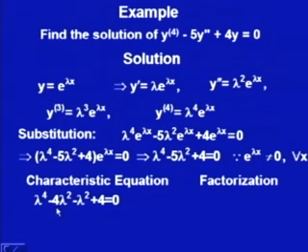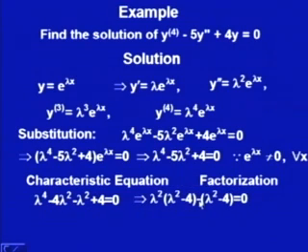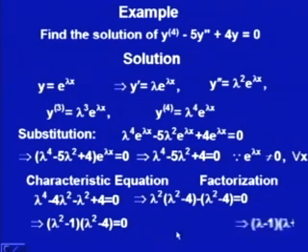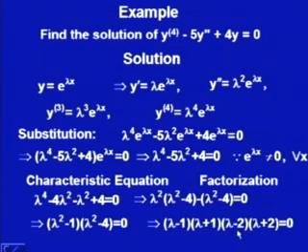Lambda to the power 4 minus 4 lambda square minus lambda square plus 4. Now, if I take common lambda square from the first two terms and minus 1 from the last two, we get lambda square into lambda square minus 4 minus lambda square minus 4 is equal to 0, which gives me lambda square minus 1 into lambda square minus 4 is equal to 0. Further factorization: lambda minus 1 into lambda plus 1, lambda minus 2 into lambda plus 2 is equal to 0. So, the roots of this equation are 1, minus 1, 2 and minus 2.